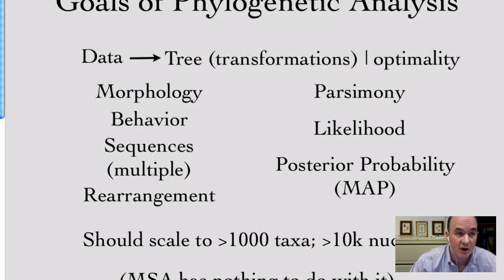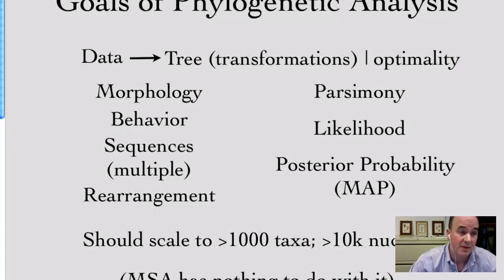We want to produce from these data a tree which would include a set of transformations given an optimality criterion. The idea being that we might choose to assess the quality of our tree based on minimization, things like parsimony, weighted or unweighted, or some statistical optimization like likelihood, or we might use an optimality criterion like posterior probability, in the sense of maximum a posteriori trees. So what we're talking about here are ways to take the whole suite of biological observations and produce trees or cladograms that explain them according to some sort of optimality criterion.